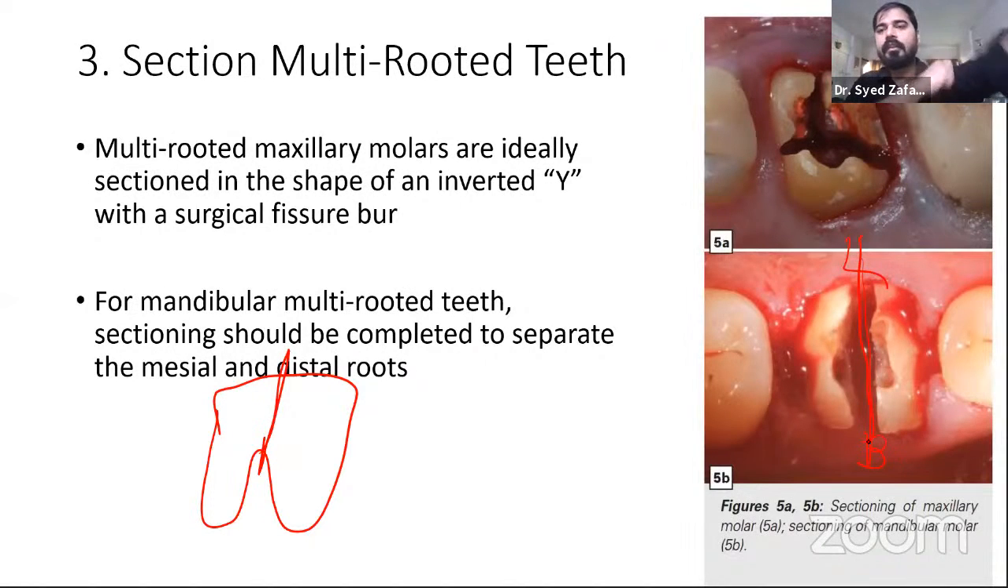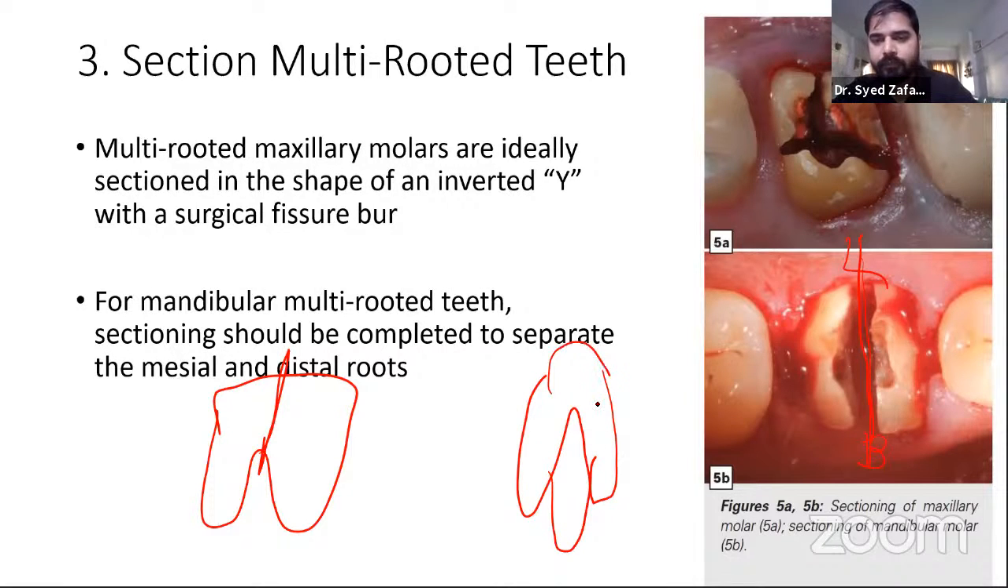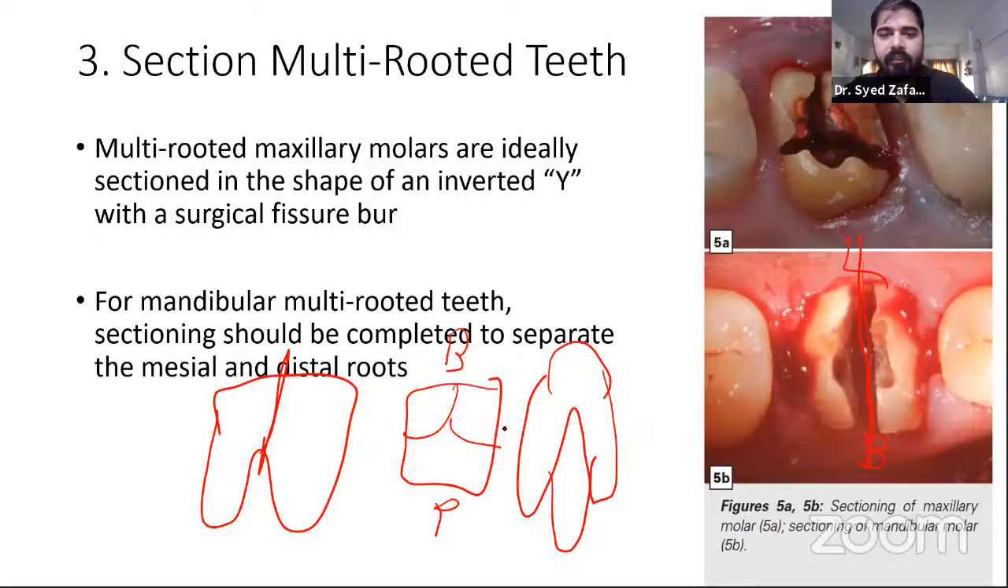But in the upper molar, which has three roots, you already know, it looks like this. This is the palatal, and this is the buccal. We already know there are two buccal roots. So then we will divide like this.